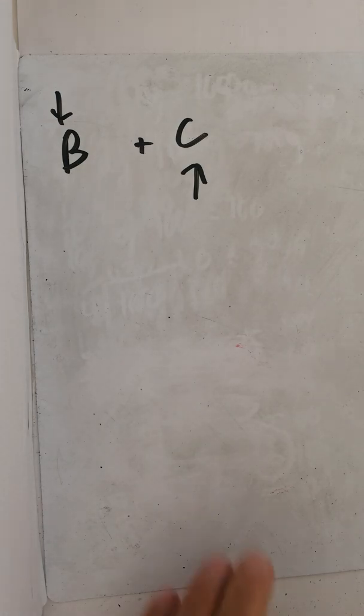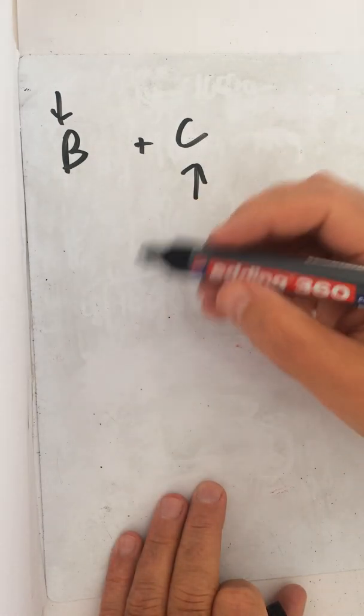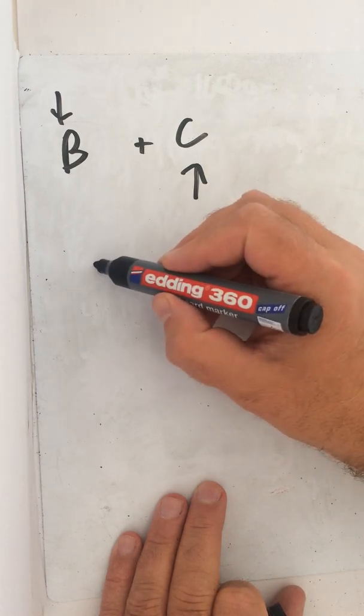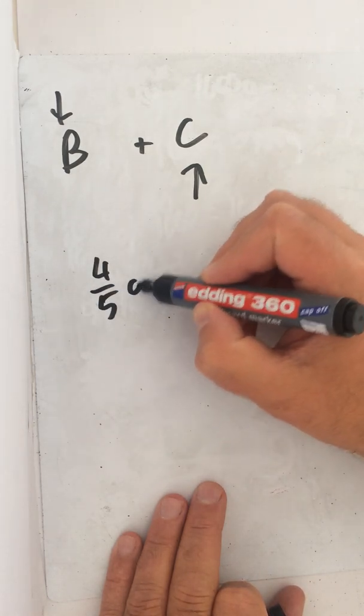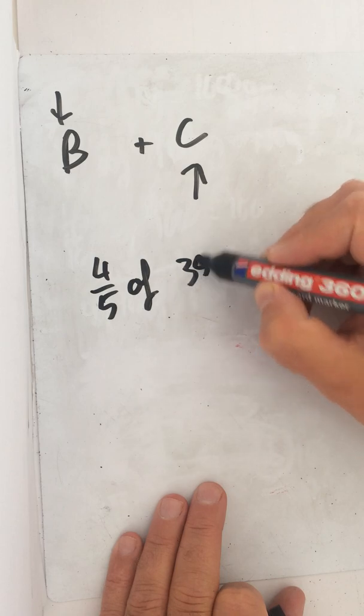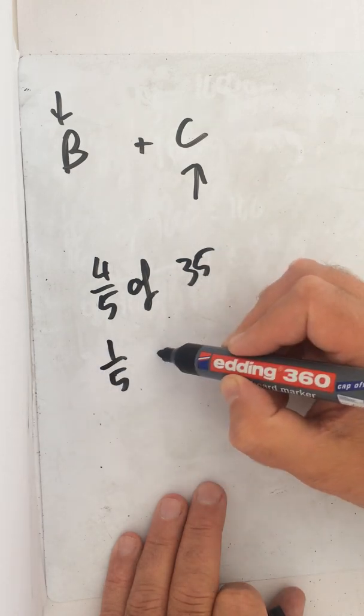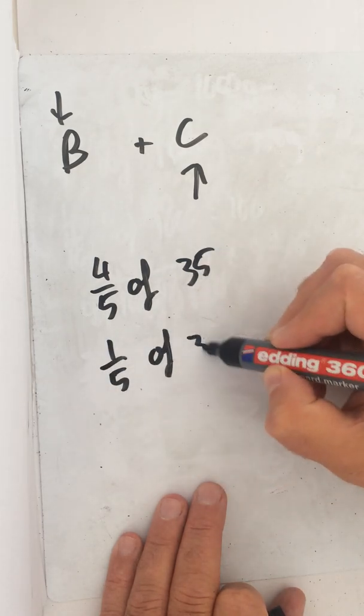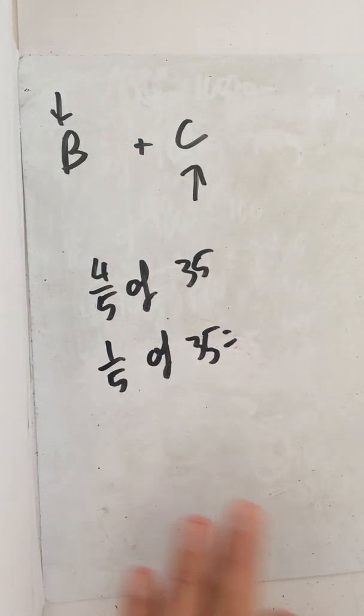When you're doing them, write them out properly, okay? So if you have to find 4/5 of a number of 35, you'd have to find 1/5 first. 1/5 of 35 equals, just so we get into good habits.